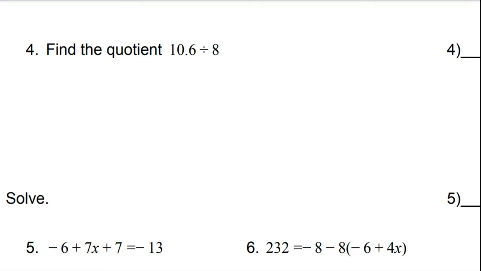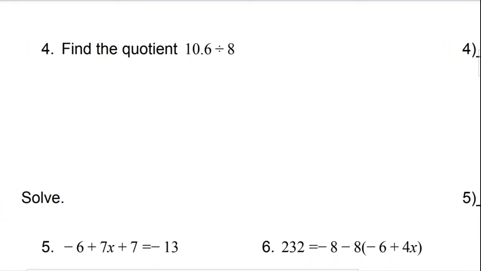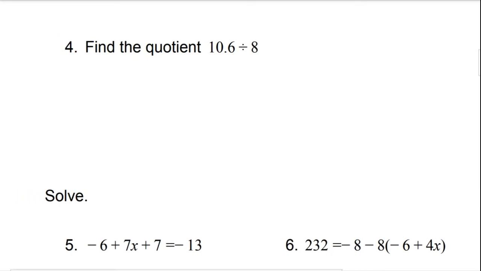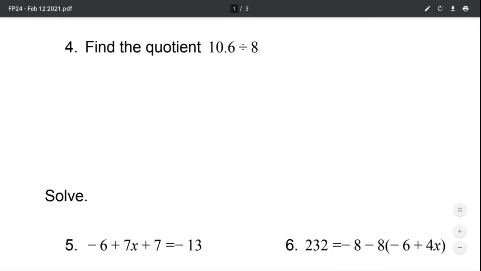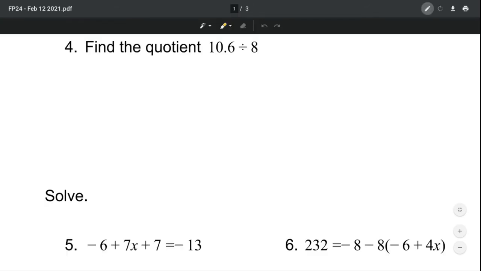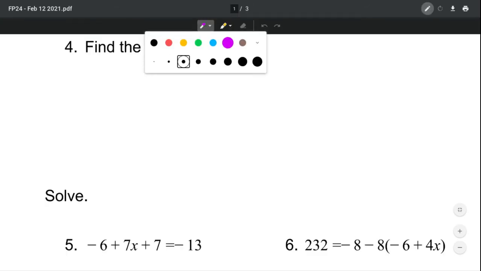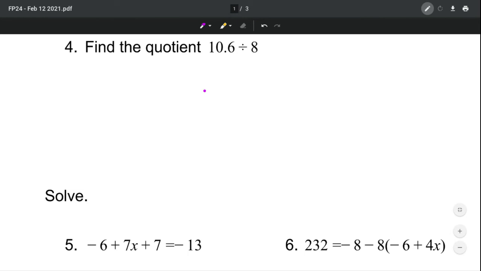Okay, so on number 4 of Friday paper 24, let me see if I can get a pencil here. Okay, so we're finding the quotient. So we're dividing the dividend, which is 10 6/10, divided by 8. And so when the divisor is a whole number, we don't have to move any decimals. So we're just going to pop it straight up. And we're going to say 8 goes into 10 one time.